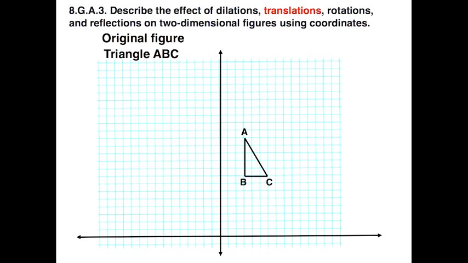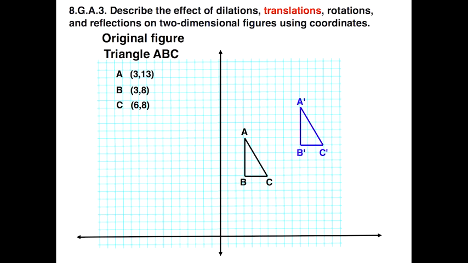We need to lay the foundation as to how some of these figures are labeled. If we start off with our original figure being triangle ABC, and there's our coordinates for this particular example. Then we did a translation where we, in this case, shifted to the right and up.